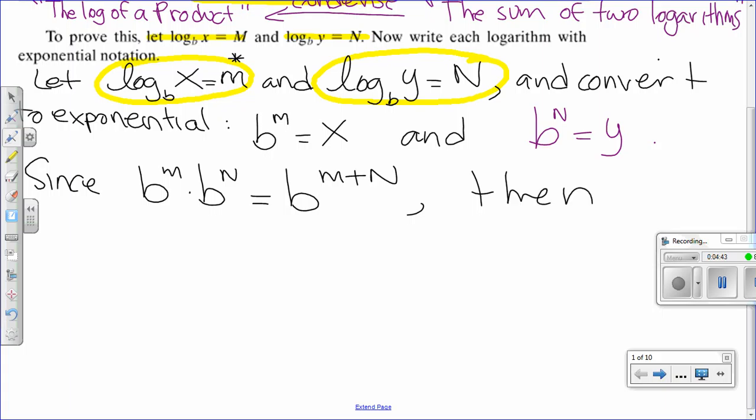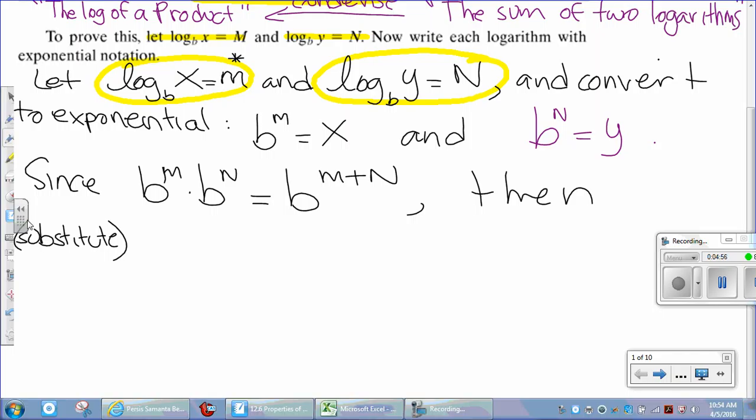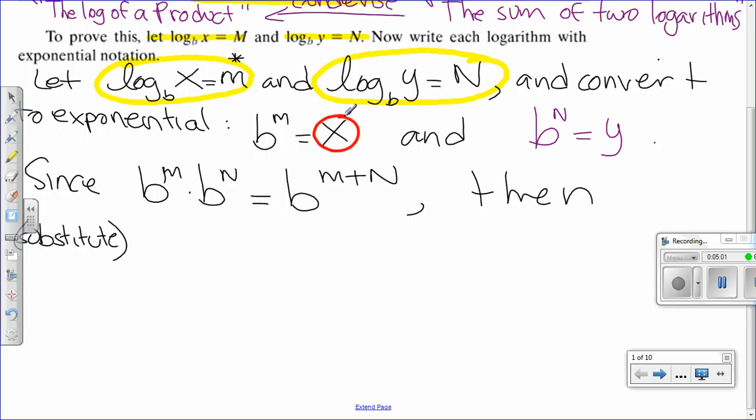So since that is true, we're going to substitute here. I'm going to put it in parentheses. We substitute b to the power m with x, and we're going to substitute b to the power n with y. So right here, b to the power m is going to be x, and b to the power n is going to be y. All right, so this becomes x, and this becomes y.